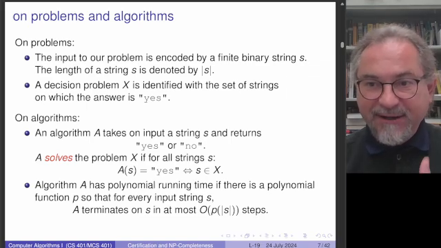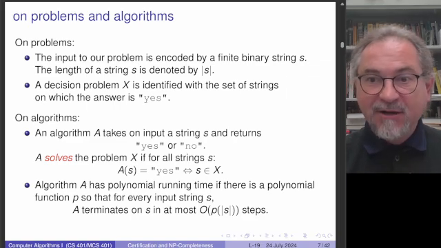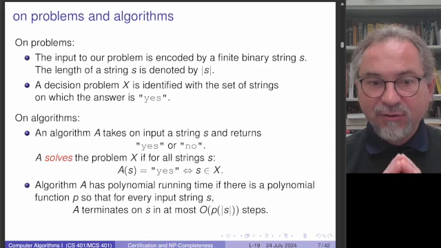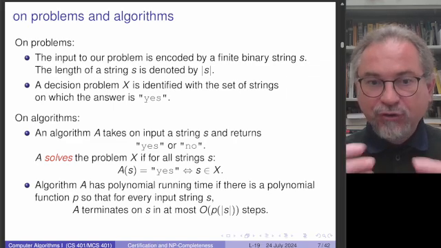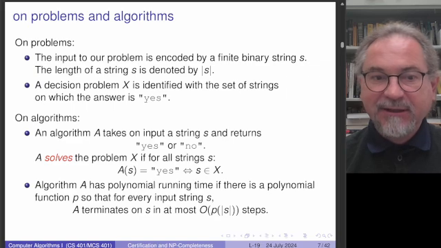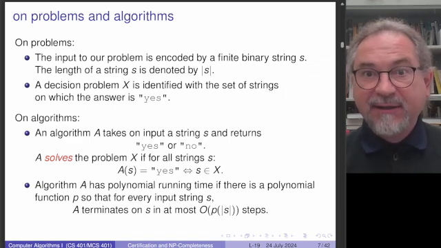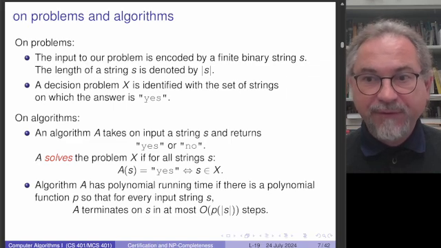Now, we are interested in efficient algorithms, and they have a running time that is a polynomial in the size of the input string, and they terminate. So there is a polynomial in that size, and the algorithm terminates in at most big O of that polynomial evaluated at the input size. So this is what it means to have a polynomial running time, and we say that this algorithm is then also efficient.